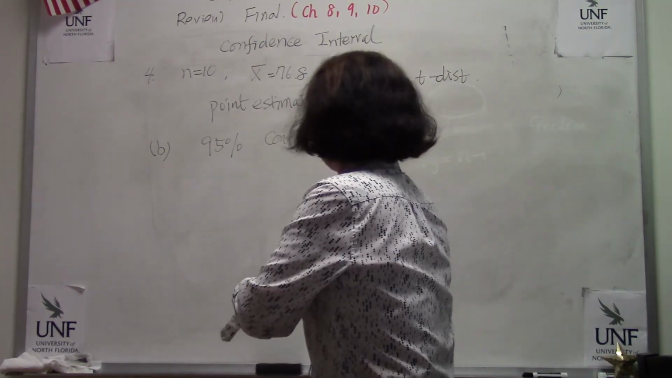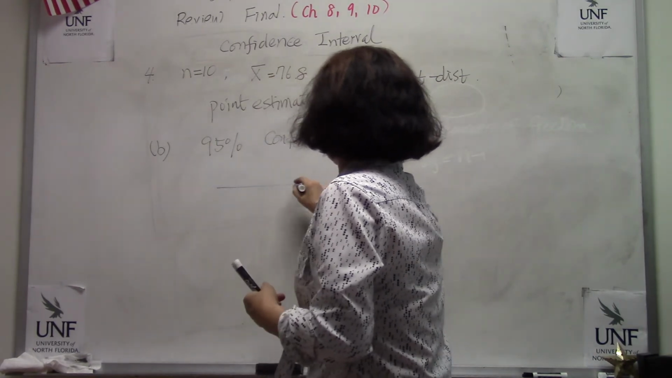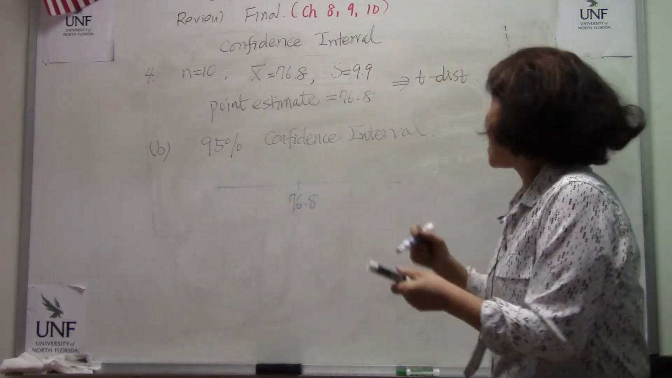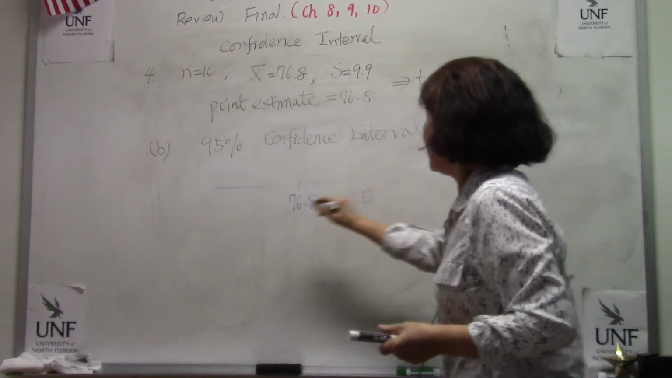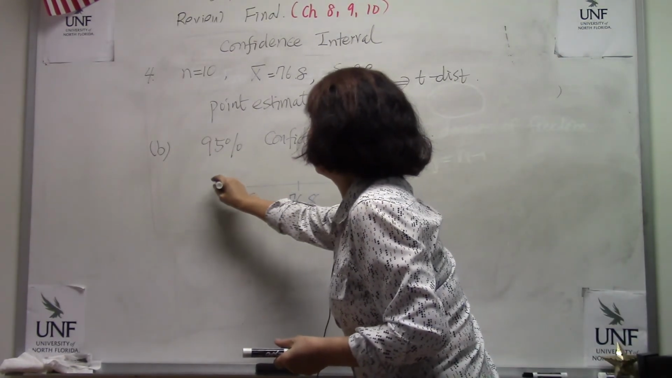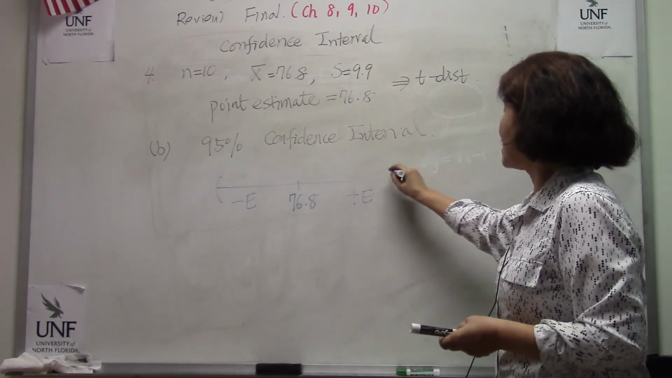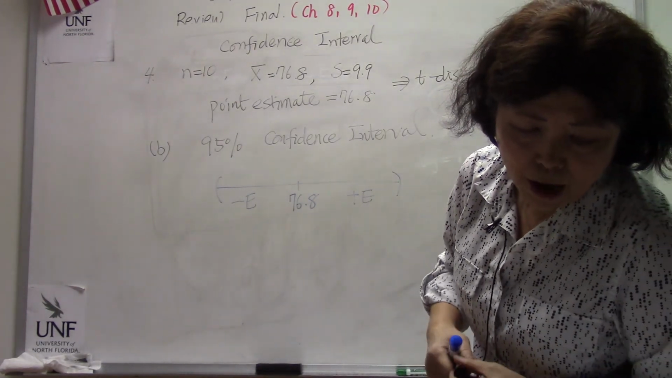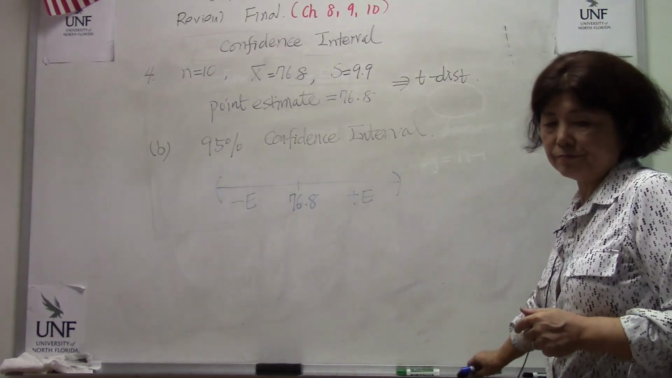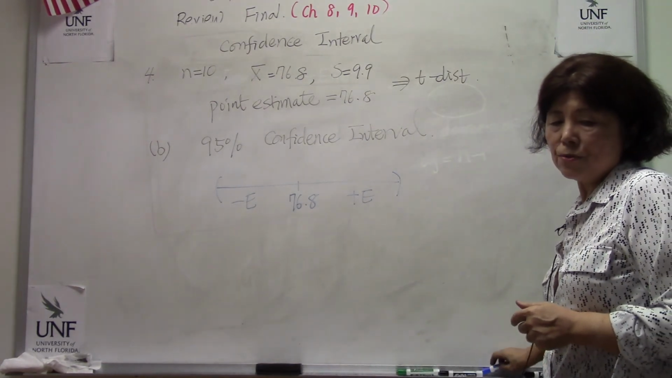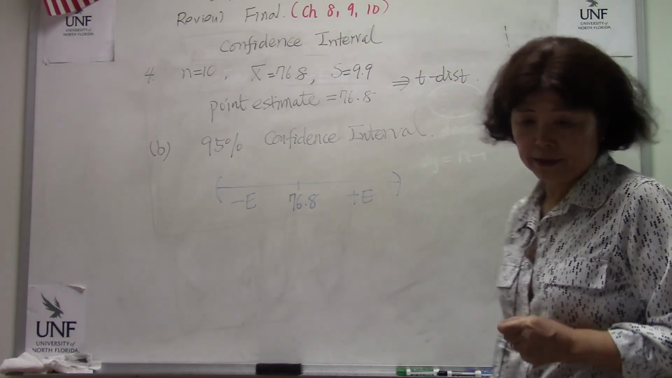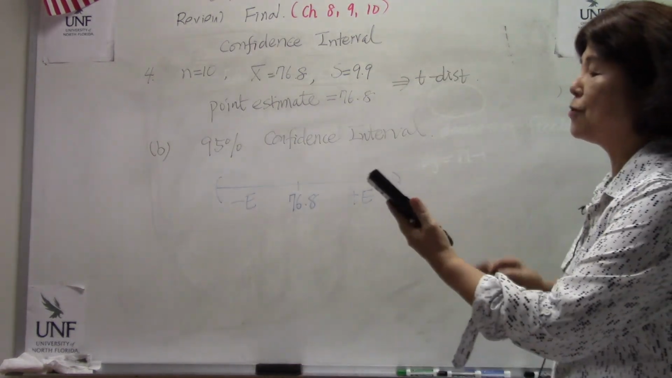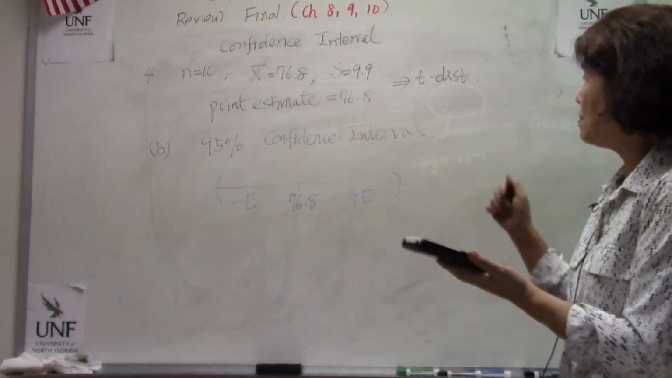As I said, when you construct the interval, 76.8 is right in the middle, and you are going to add error and subtract error to determine the lower bound and upper bound of the confidence interval. So how are you going to do that? Let's use a calculator first, and I can show you how to do it by hand.